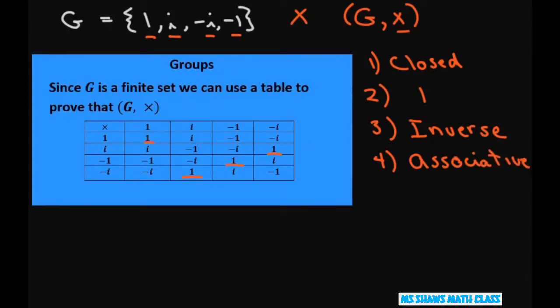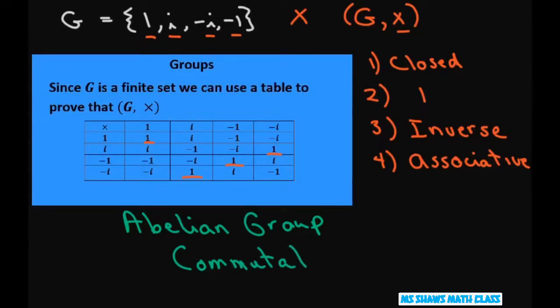This is also known as an abelian group because it's commutative. It's a special group. And that's because if you look about the diagonal, so our diagonal will be here, and looking about this diagonal, if you look on either side of it, you get the same value.